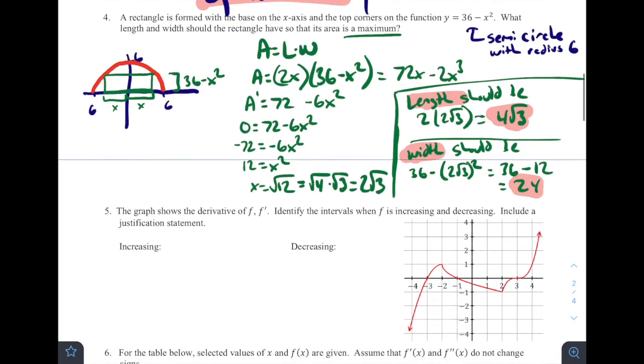And I do want to step back and just mention, I didn't show any sign changes or anything like that. When we found 2 root 3, this was the critical value, and it was the only critical value. So because it was the only critical value, it's the only place that this could have had a maximum. So I didn't need to check anywhere else. And so that is our justification for number 4 and our solution for number 4.